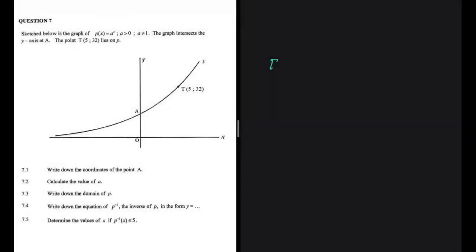We have a function p of x which is equal to a to the power x, and on our graph we have the point A, which is our y-intercept, and some point T lying in the first quadrant, as you can see. The first question, 7.1, is saying let's find the coordinates of point A. We've already established that point A is our y-intercept. So it should have an x value of 0, and some value of y which we're supposed to find.